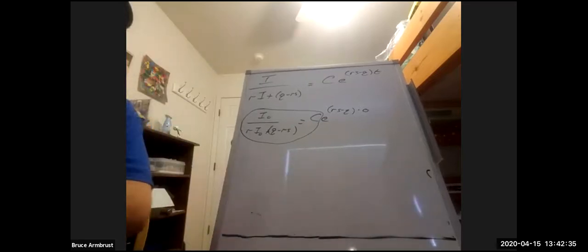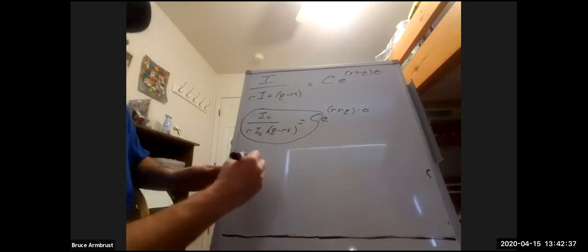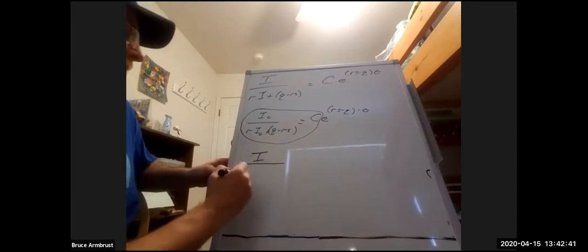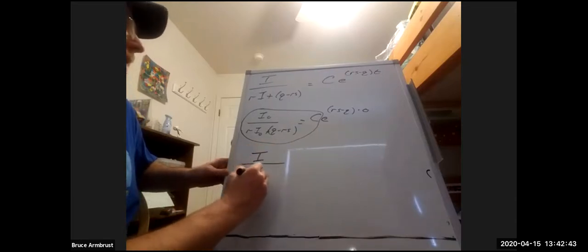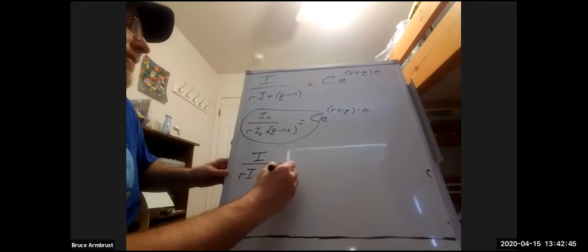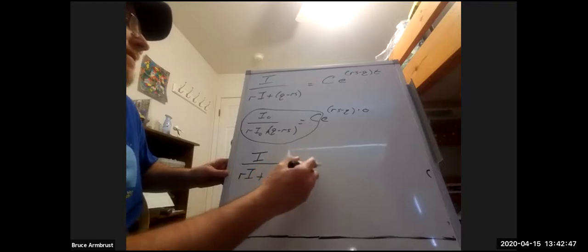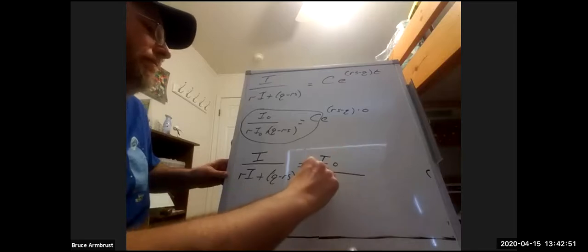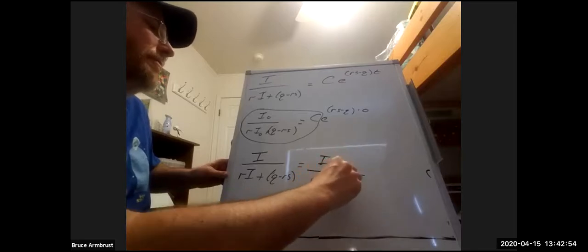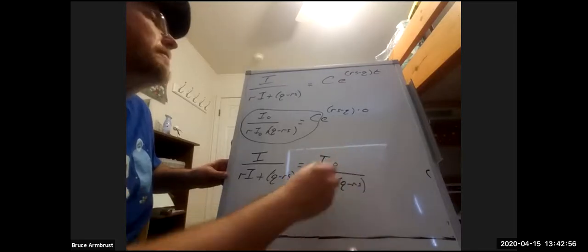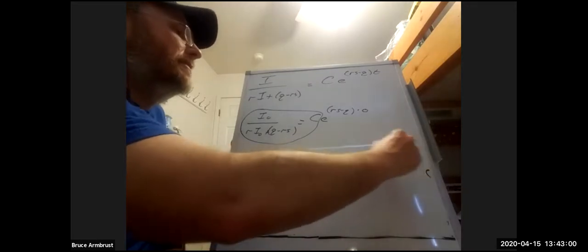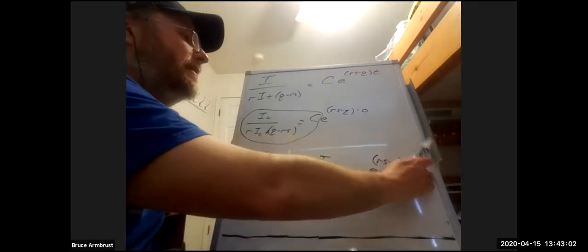So let's put that in. So we now have I over Ri plus Q minus Rs is equal to I naught over Ri naught plus Q minus Rs e to the Rs minus Q T.